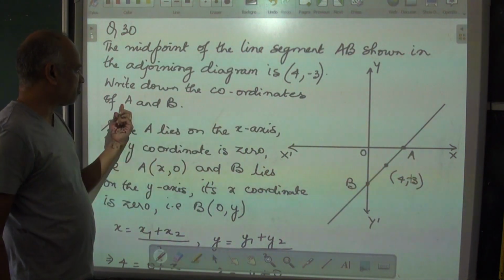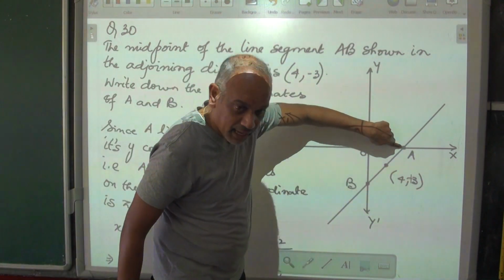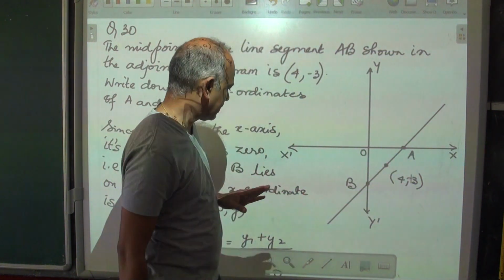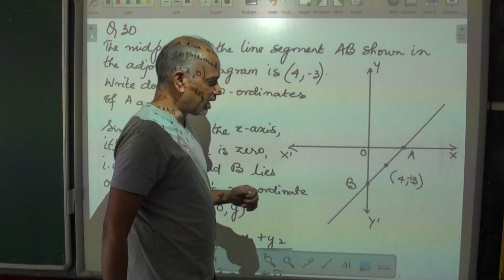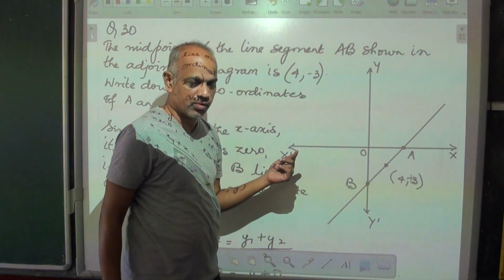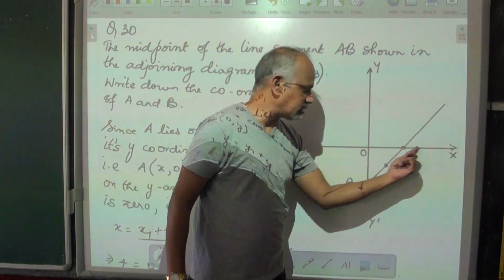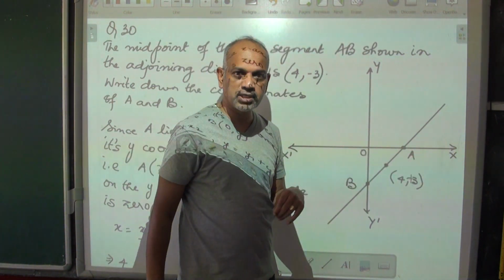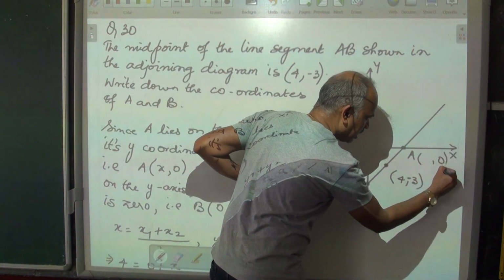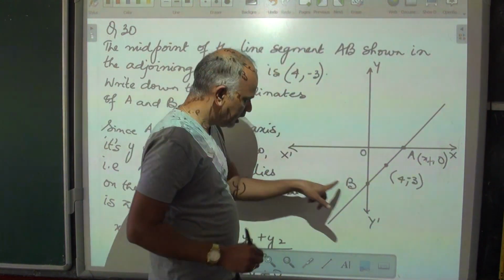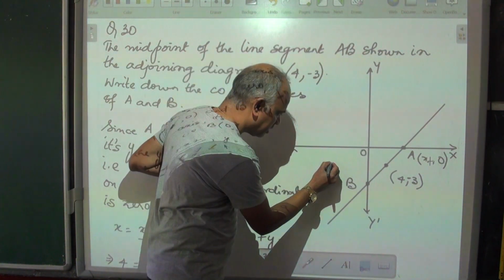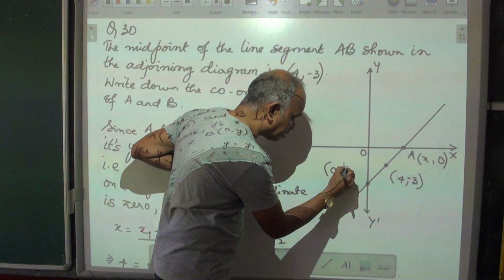Write down the coordinates of A and B. So you have to find how much is A and B. Now, look at the figure again. A lies on the x-axis. This we have done before. A lies on the x-axis, therefore its y coordinate must be 0. X coordinate we don't know. B lies on the y-axis, therefore its x coordinate must be 0. Y coordinate you don't know.